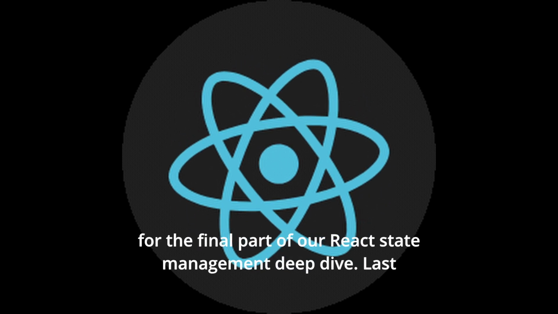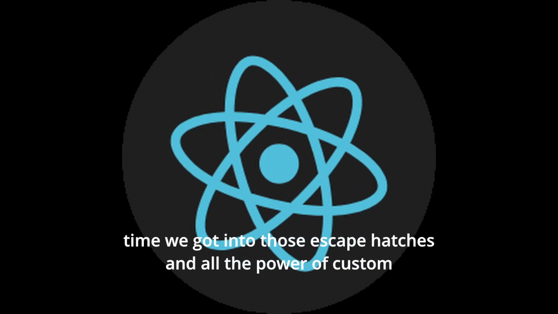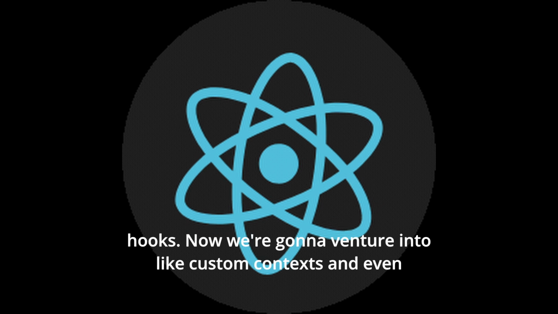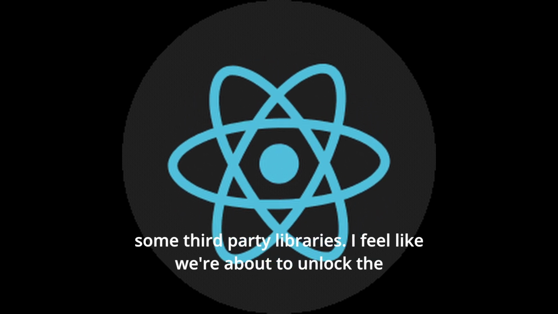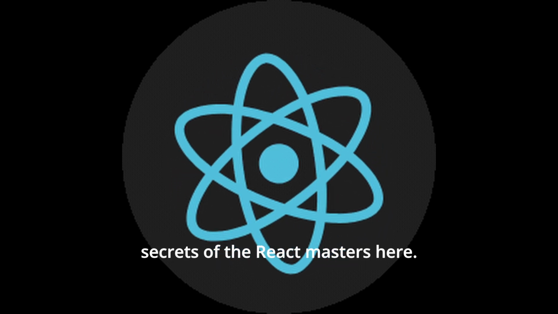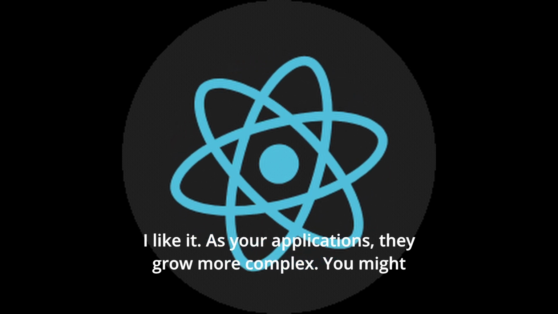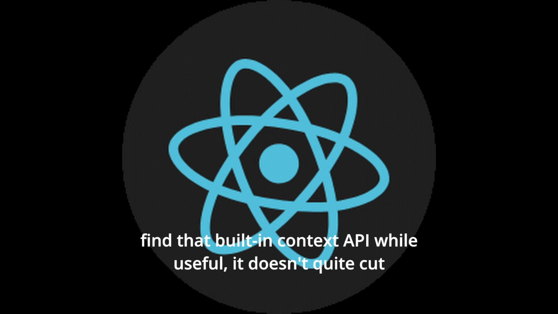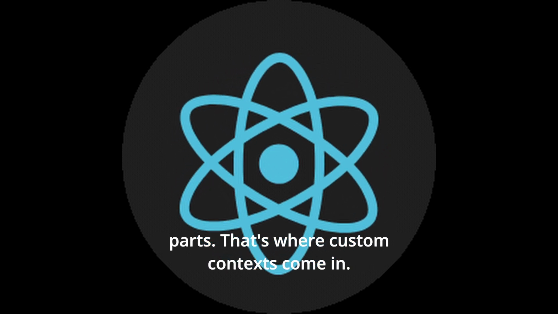Okay, we're back for the final part of our React state management deep dive. Last time we got into those escape hatches and all the power of custom hooks. Now we're going to venture into custom contexts and even some third-party libraries. I feel like we're about to unlock the secrets of the React masters here. As your applications grow more complex, you might find that the built-in context API, while useful, doesn't quite cut it for managing all those moving parts. That's where custom contexts come in.